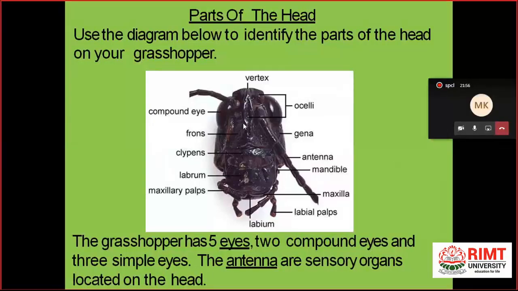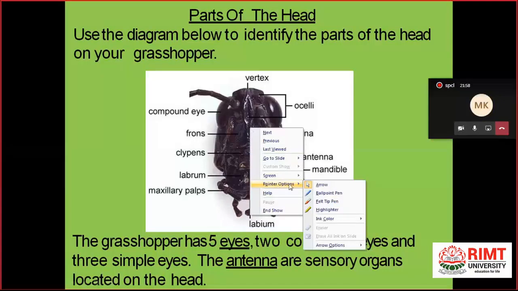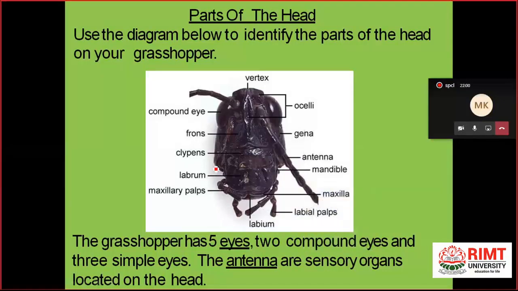This is the diagram of the head of the grasshopper. This region is known as the vertex. The upper portion of the head, the top portion of the head, where the antennae are embedded, this area is known as the vertex.